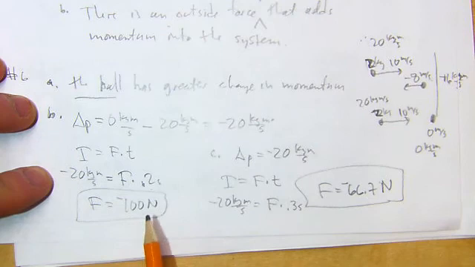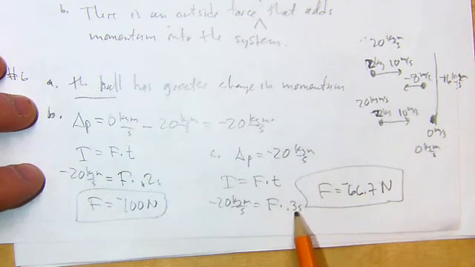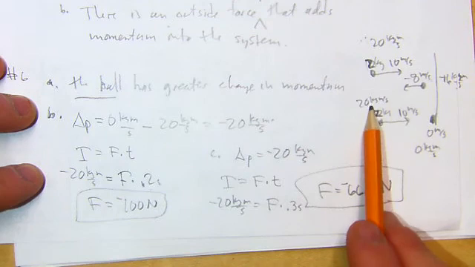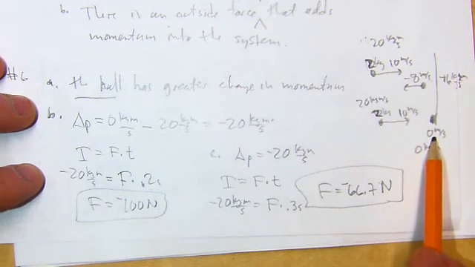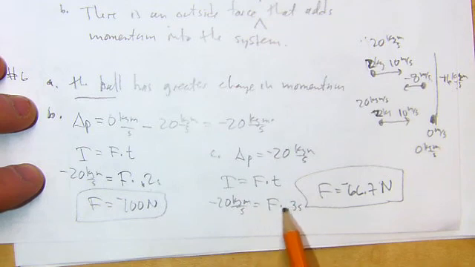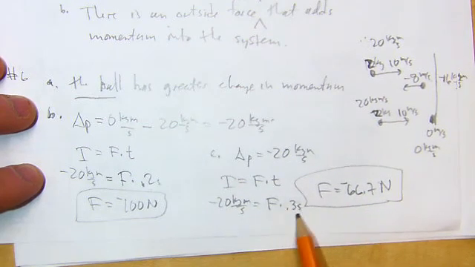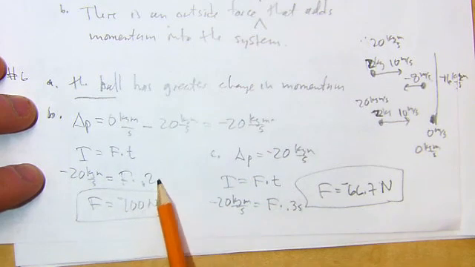And I said, oh, what if the time for the clay to come to a stop, like the time for it to smush and come to a stop here was 0.3 seconds. So it's similar. The change in momentum is still -20, going from 20 to 0. Now the time though is 0.3 seconds. So I divide each side by 0.3 and get this. So there's less force here because it took more time to stop. There's more force here because it stopped faster.